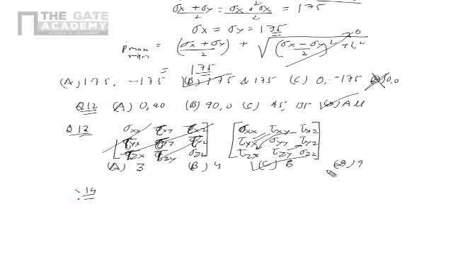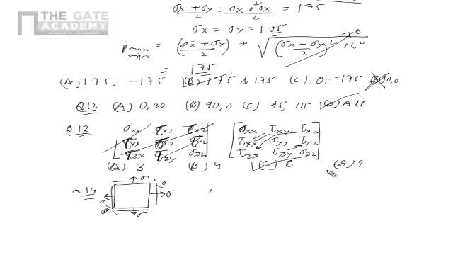Question 14 is the maximum principal stress for the stress state shown in the figure. The figure is like this. This is the figure for question 14. It is sigma, sigma, sigma, sigma, and the shear stress is also equal to sigma. So now we know, what is the maximum principal stress for this?